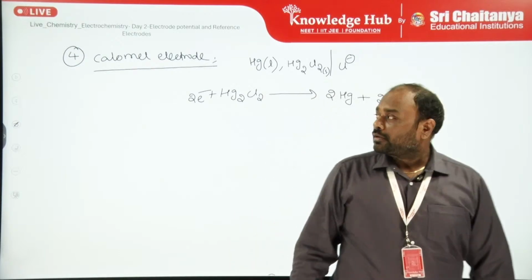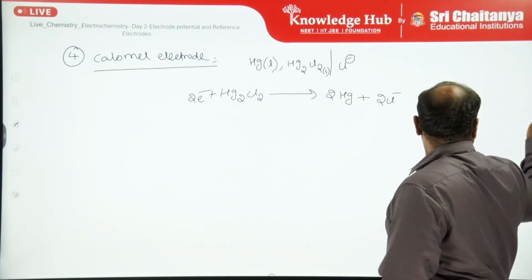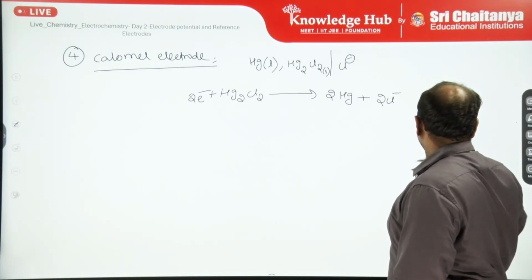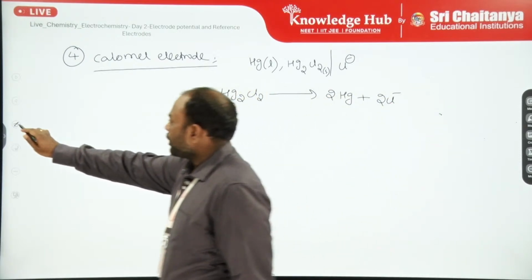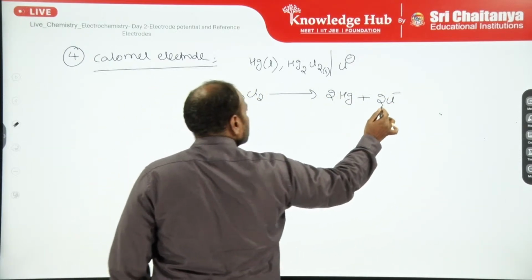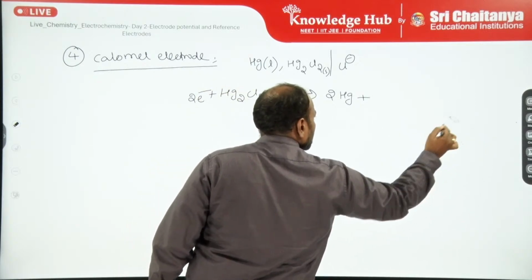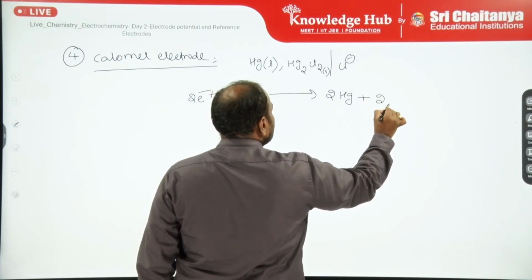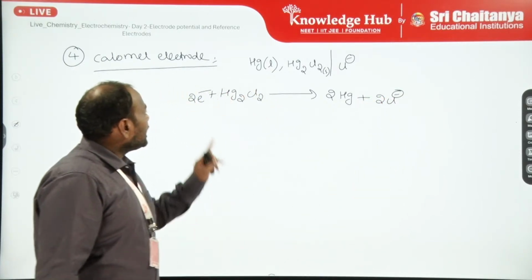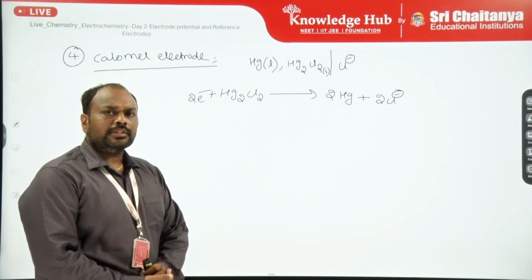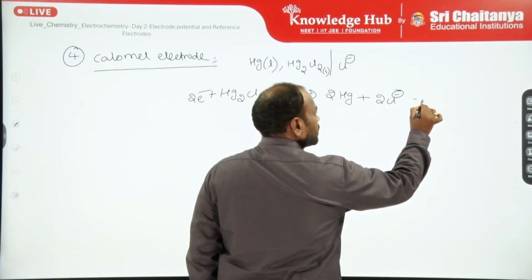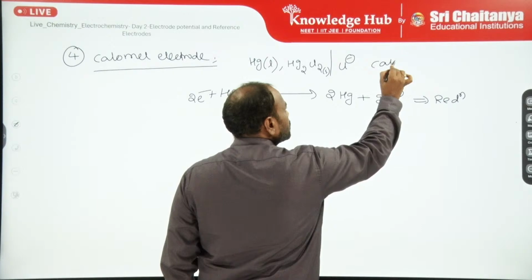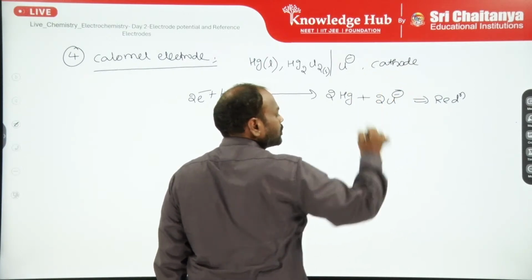What you observed in this one? Here 2 electrons are gained, and 2Cl minus we get. Gaining of electrons is nothing but which one? Reduction. Reduction reaction takes place at cathode. So this one is acting as cathode.